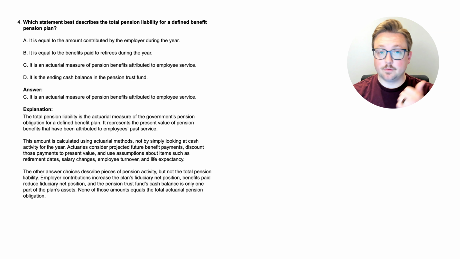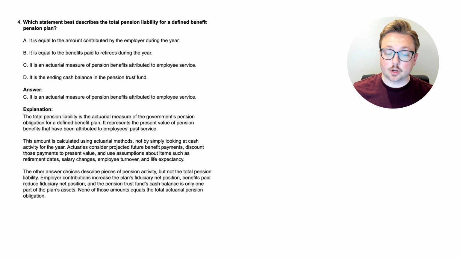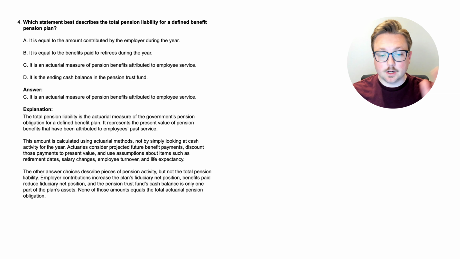Actuaries consider projected future benefit payments, discount those payments to present value, and use assumptions about items such as retirement dates, salary changes, employee turnover, and life expectancy. So again, that's not something you'll really probably have to figure out during the CPA exam, but it is something that is actuarially determined. The other answer choices describe pieces of pension activity, but not the total pension liability. Employer contributions increase the plan's fiduciary net position. Benefits paid reduce fiduciary net position, and the pension trust fund's cash balance is only one part of the plan's assets. None of those amounts equals the total actuarial pension obligation.